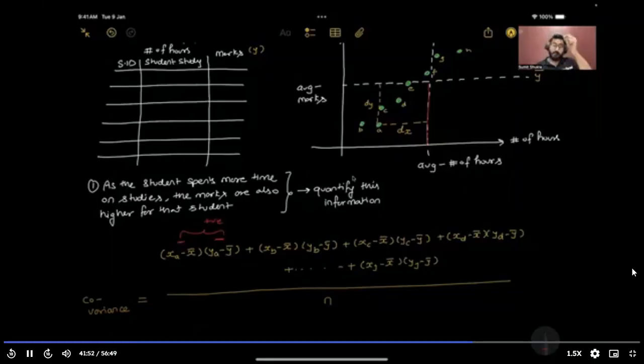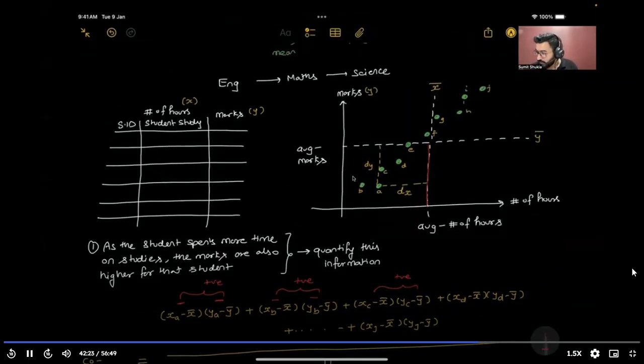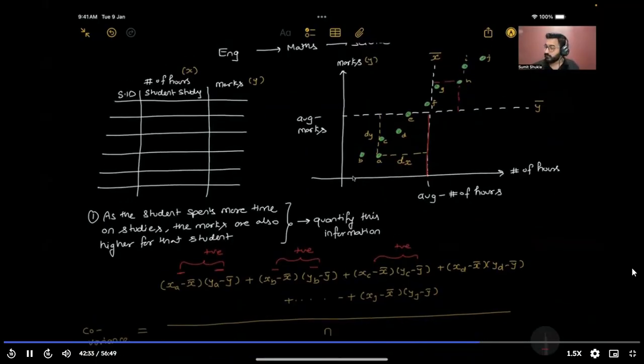Similarly, B is below y average and B is below x average. So again, this will be negative, this will be negative, and this will give us a positive value. Similarly, the value C is also going to give us the positive value because both are going to give us negative. So xc minus x average will be negative, yc minus y average will also be negative. So negative into negative will be positive. Now let's also talk about this data point h. Now h is above y average, h is greater than x average also. So this difference will be positive, and this will also be positive. So positive into positive is again positive.